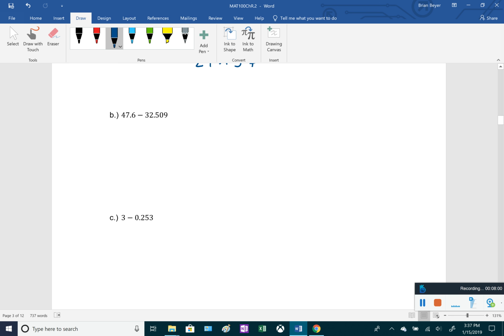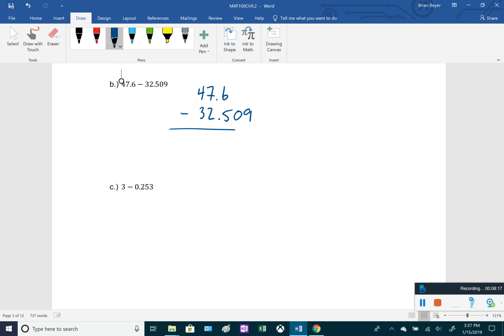And for the next one, we're subtracting. So it's going to be 47.6 minus 32.509. I'll attach some zeros to make them the same length. And we are going to subtract these. So what we're going to do is we have to actually borrow, because we can't do 0 minus 9.